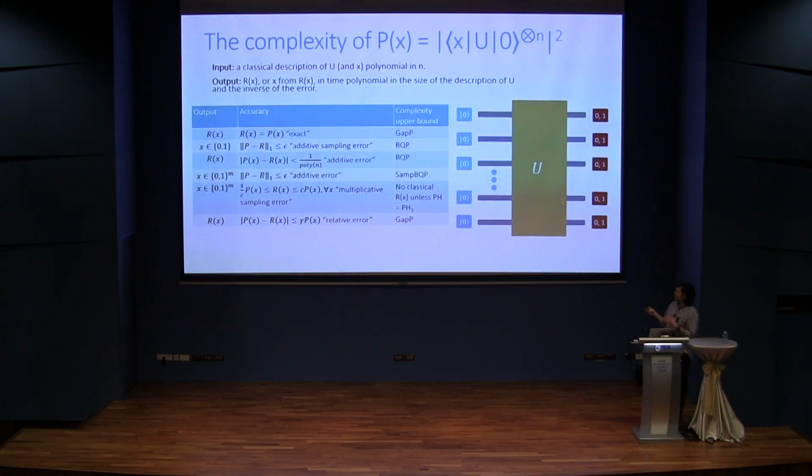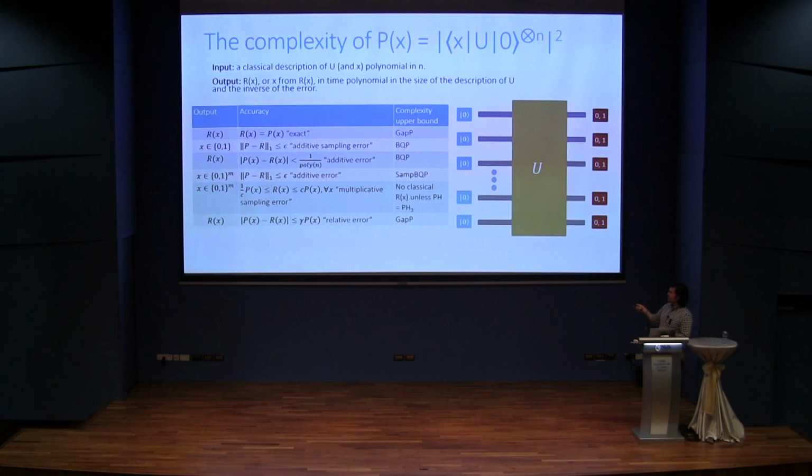Now, so the output, the computation, will be some output probability distribution R of x, or x from R of x, in time polynomial in the size of the description of u, and the inverse of the error. Okay, so you can talk about ways of defining the complexity of quantum computing, or complexity around the probability distributions that define quantum computing in a bunch of different ways.